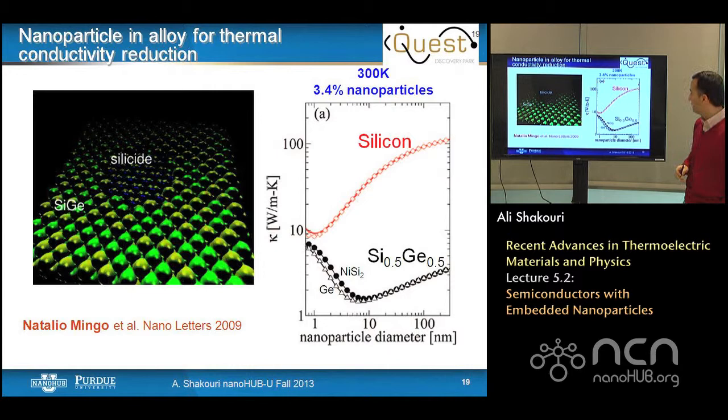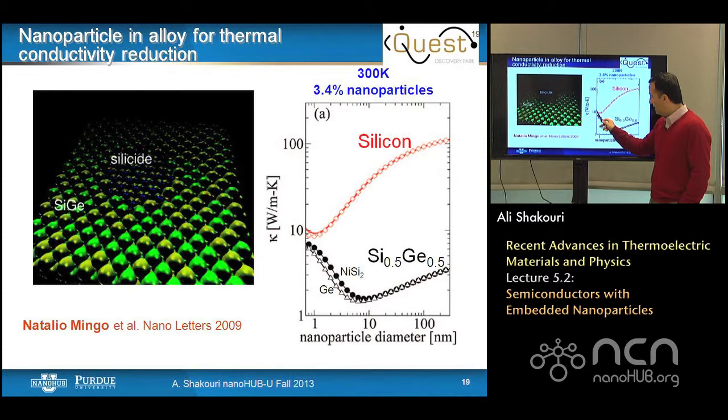Here is the calculated thermal conductivity for a fixed percentage of nanoparticles as a function of nanoparticle radius. When you have silicon, there is no alloy scattering. The smallest nanoparticle gives you the lowest thermal conductivity, but it cannot go below 10, which is still too high for good thermoelectric application. On the other hand, for an alloy like silicon and germanium, adding some nickel silicide or germanium as a scattering center, the optimum size is now 3 to 10 nanometers. This scatters mid-to-long wavelength phonons and has a big impact. And you can see it can go below the alloy limit by a factor of 2 or 3.